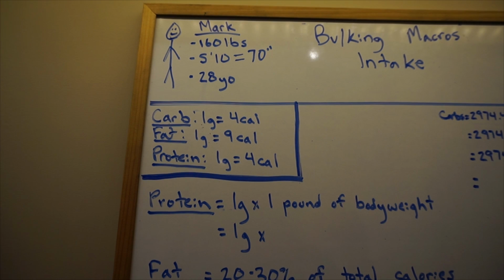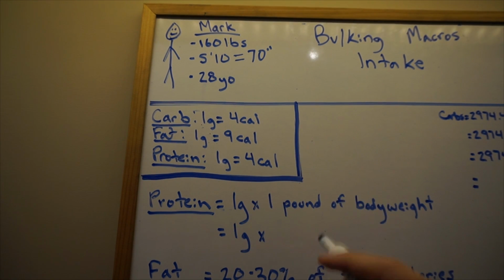Okay, now that we've figured out the exact amount of calories we require to bulk up, we're now able to figure out what our macros are going to be in order for us to bulk up as well. So how many grams of fat we need, how many grams of protein we need, and how many grams of carbs we need. So we're gonna start this off first by figuring out protein.